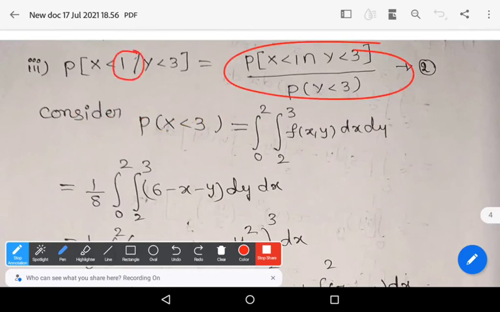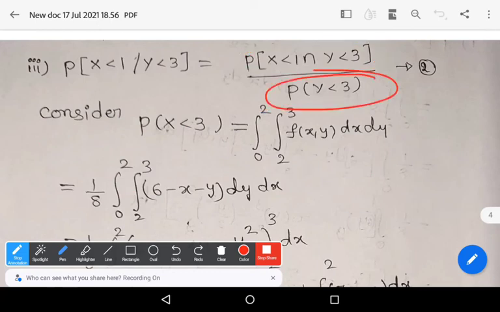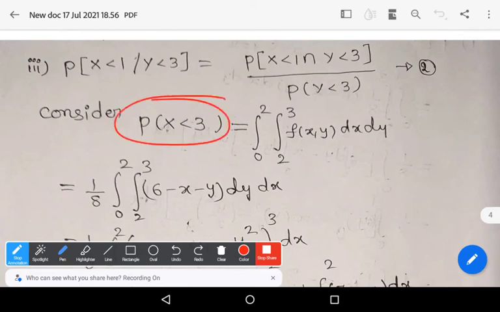Instead of a, we have 1. Instead of b, we have 3. We substitute the formula. So now the numerator is nothing but the first part, case 1. So we get already that value. We know that value. Let us calculate the denominator. Probability of y less than 3.